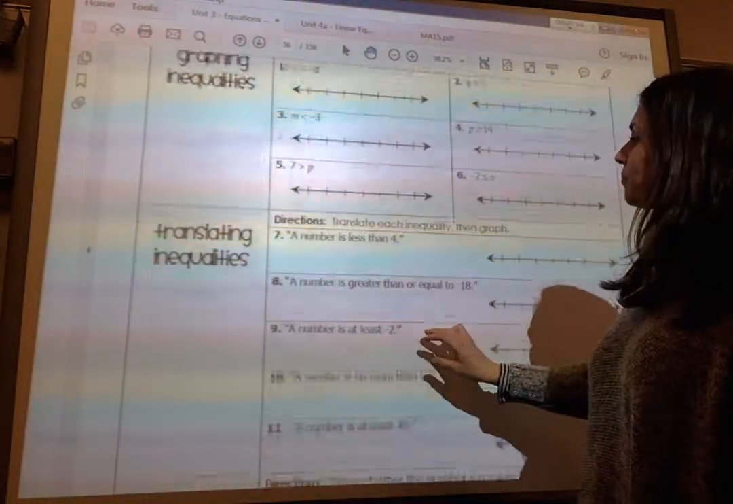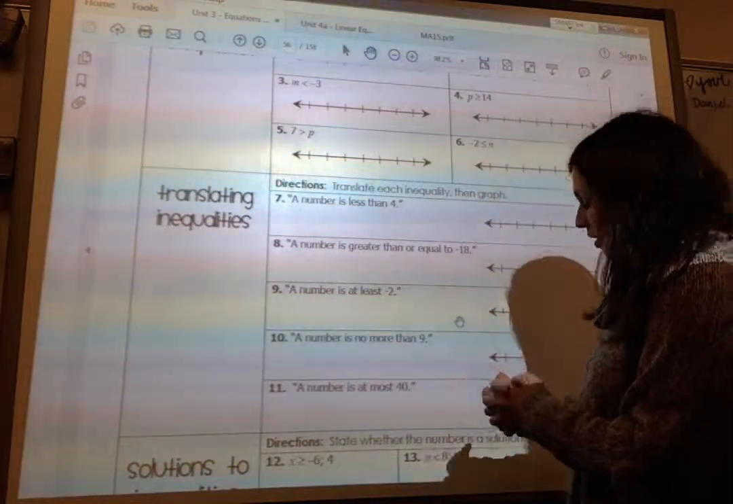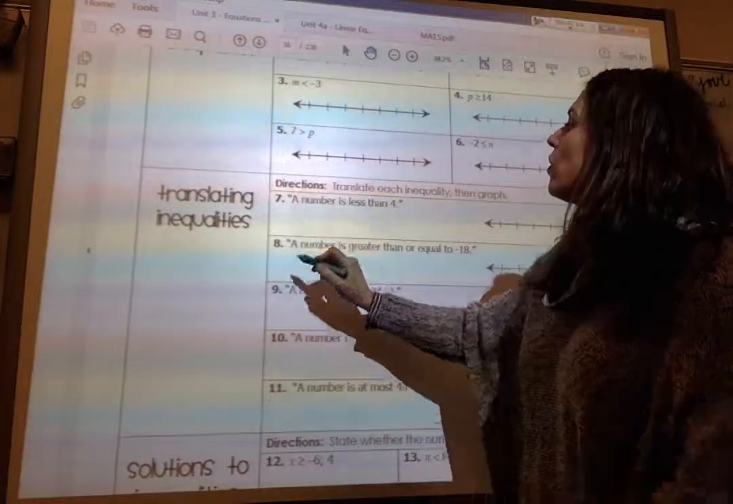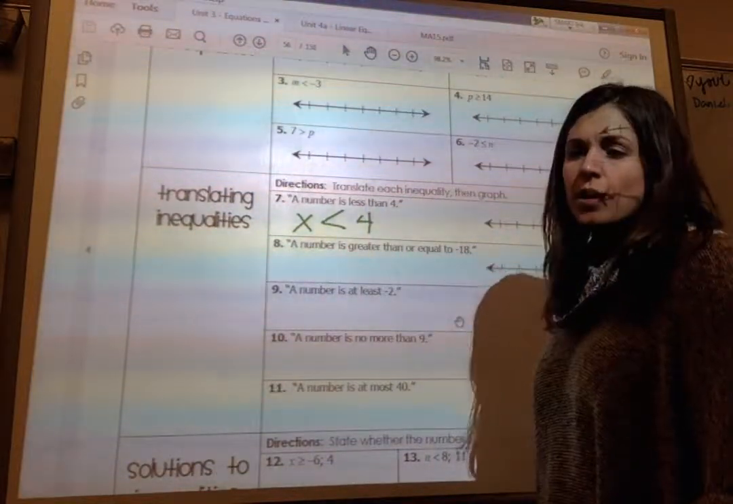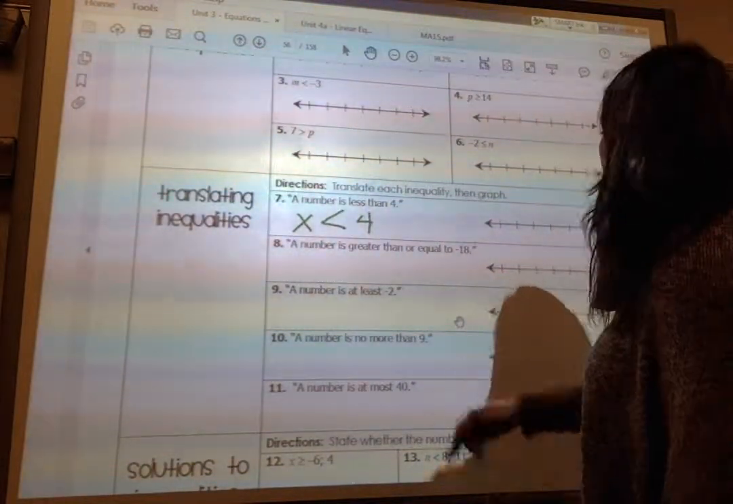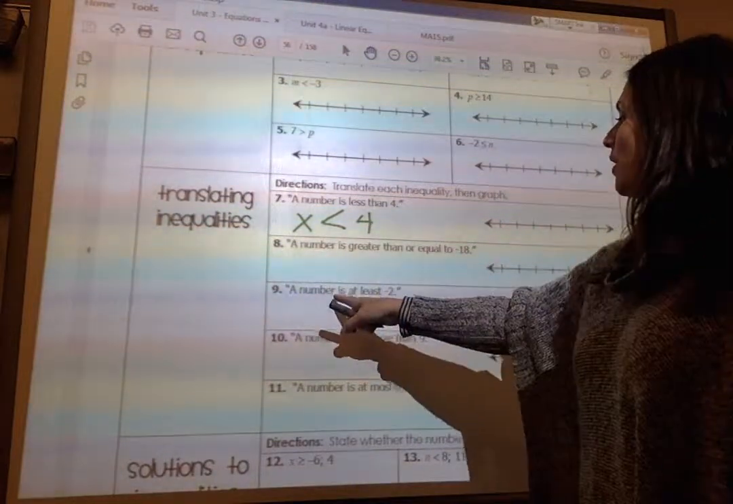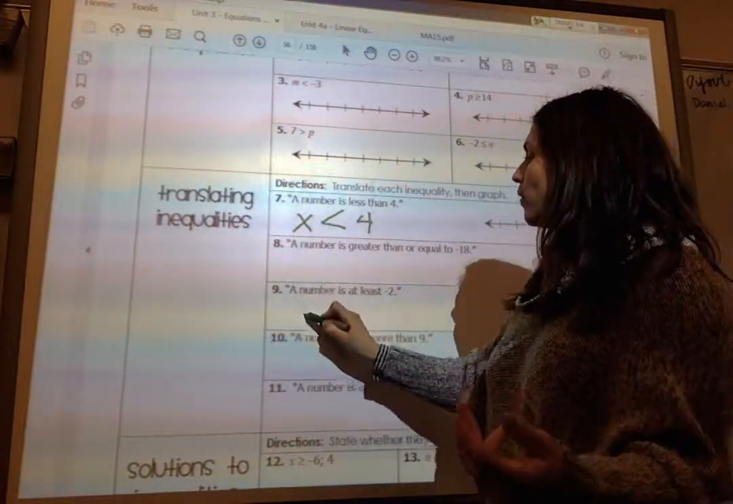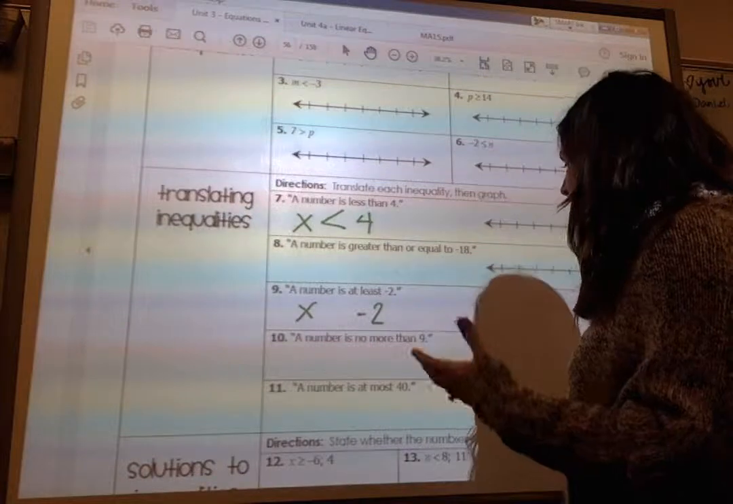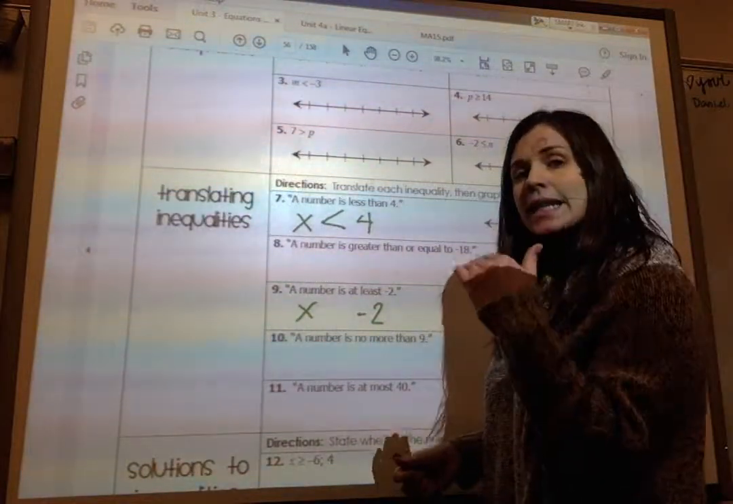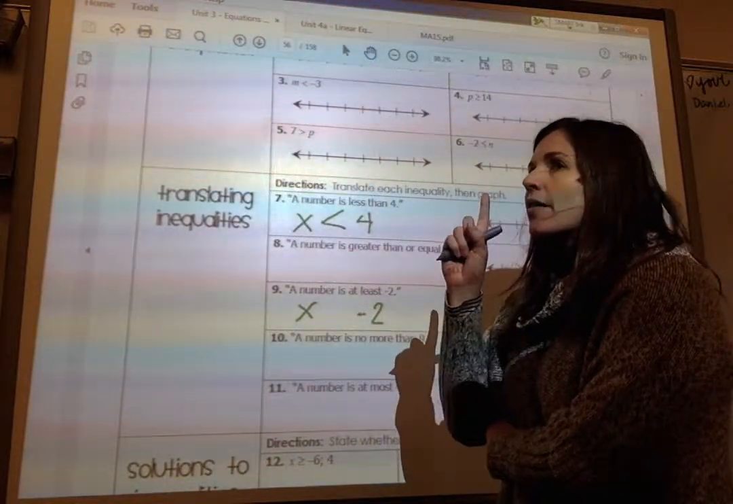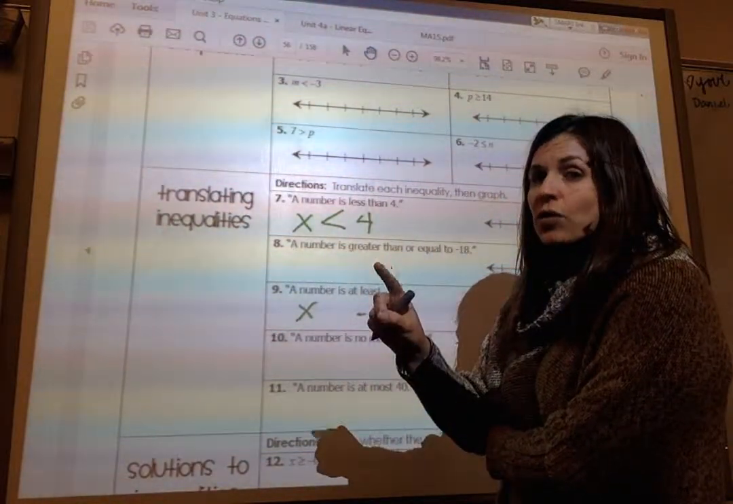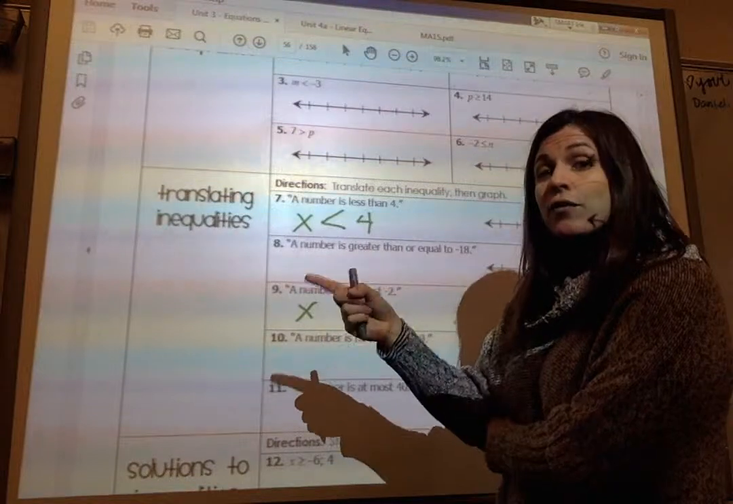Oh, good. Okay. When we translate inequalities, it says a number, any number is less than 4. A number is less than 4. And then, of course, I can graph it. A number is at least -2. So here's a number, and I know my target integer is -2. And it's saying is at least -2. So here's what I have to do. I say, okay, if it's -2, it's got to be at least -2. So can it be -3?